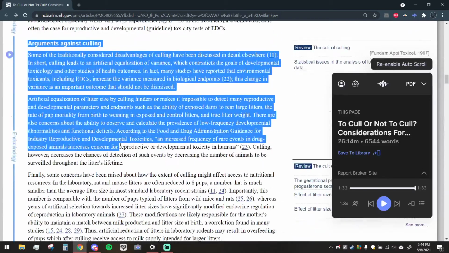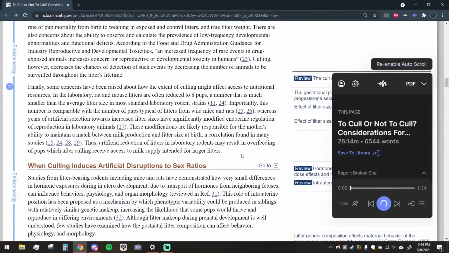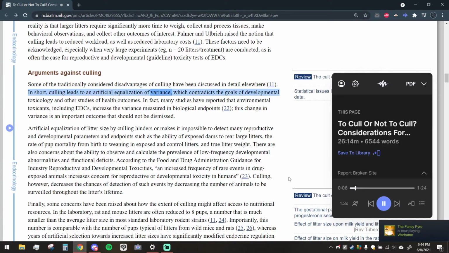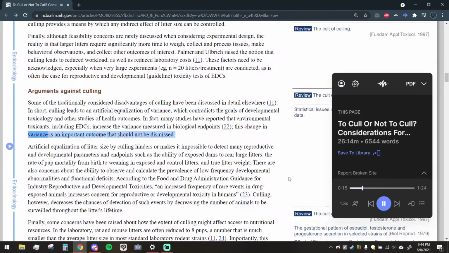Arguments against culling. Some of the traditionally considered disadvantages of culling have been discussed in detail elsewhere. In short, culling leads to an artificial equalization of variance, which contradicts the goals of developmental toxicology and other studies of health outcomes. In fact, many studies have reported that environmental toxicants, including EDCs, increase the variance measured in biological endpoints. This change in variance is an important outcome that should not be dismissed.